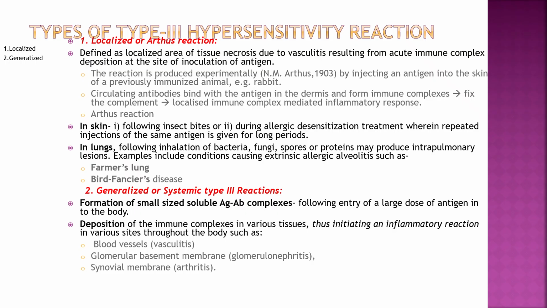Generalized or systemic type 3 reaction: formation of small-size soluble antigen-antibody complexes following entry of a large dose of antigen into the body. Deposition of immune complexes in various tissues initiates inflammatory reaction at various sites throughout the body, such as blood vessels, causing vasculitis; glomerular basement membrane, causing glomerulonephritis; and synovial membrane, causing arthritis.